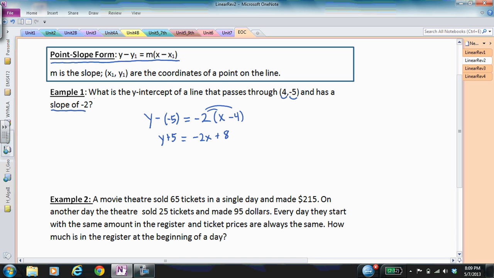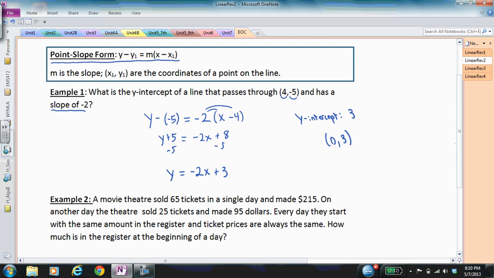Why did I distribute? Because I want to know what is the y-intercept, which means I need to convert this from this form, which was easy to write based on the given information, into slope-intercept form, which means I need to solve for y. So all that's left to do, subtract 5 from both sides. We get y equals -2x plus 3. So the y-intercept is 3. Or if I were to write that as a point, (0, 3).